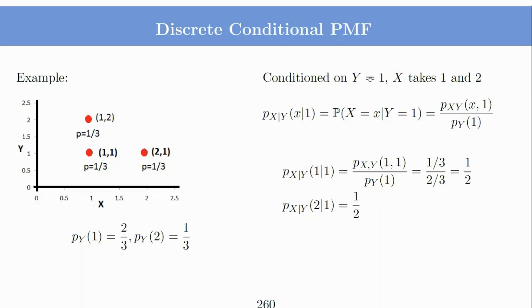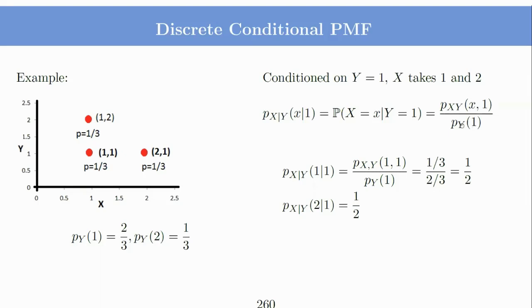Now, if I condition that y is equal to 1, x can only take two values, either 1 or 2. So if you want to compute the conditional PMF of x given y, this means the probability that x takes value small x given y takes value 1. Conditioned on y taking value 1, the probability that x takes value small x is the joint PMF divided by the PMF of y.